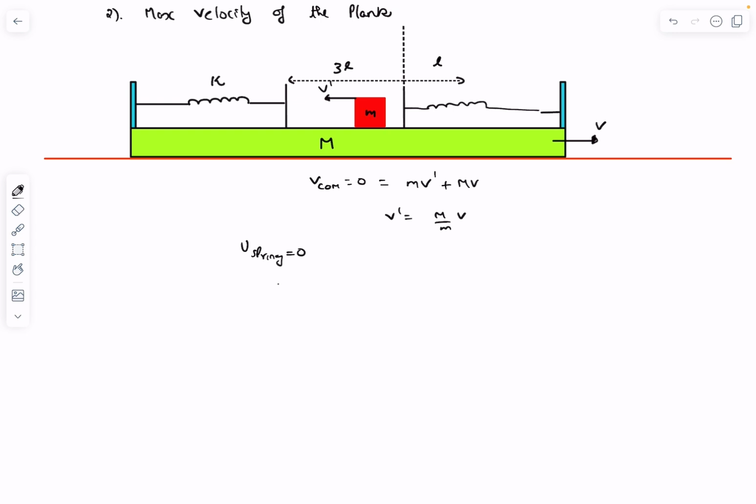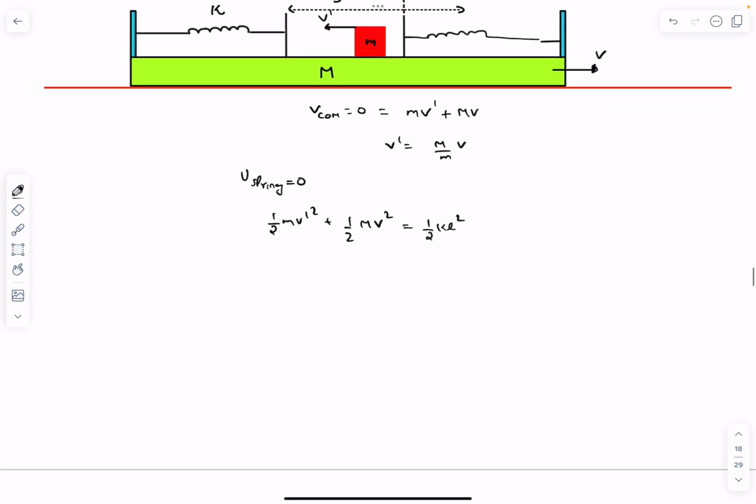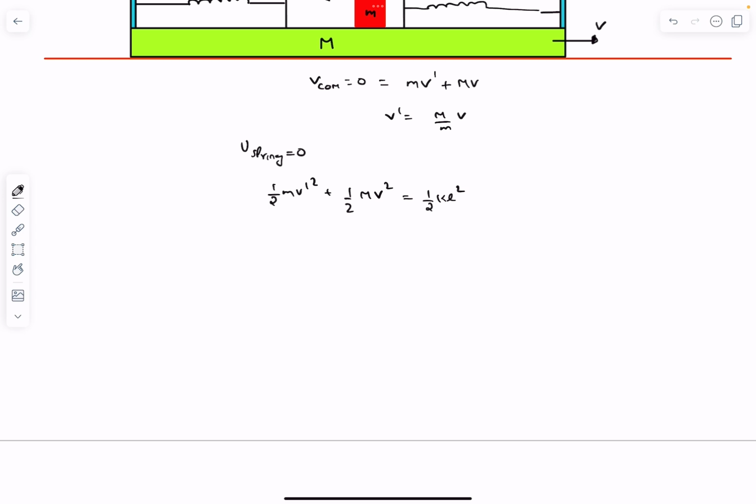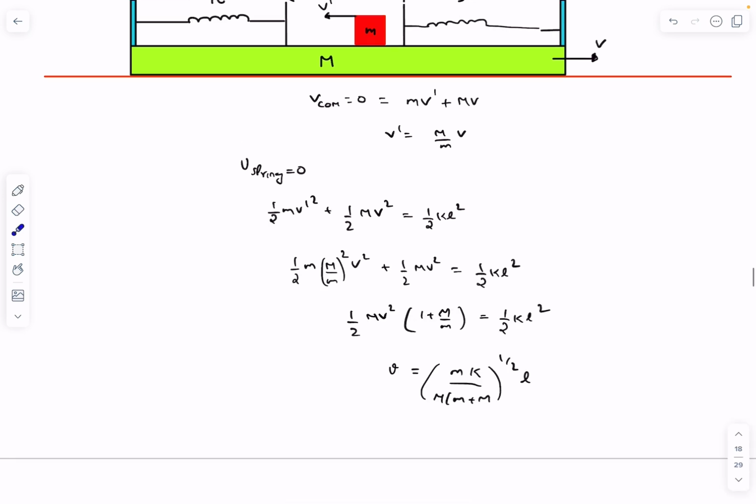So in this particular situation, half small m v dash squared plus half capital M v squared equals half k l squared. This is the situation when the kinetic energy of the system is maximum, because after this small m will hit the spring and it will start decelerating. So this is the situation when the velocity of the plank is maximum. As we want v, we'll substitute for v dash, and after a little bit of algebra, we'll get this as the velocity.